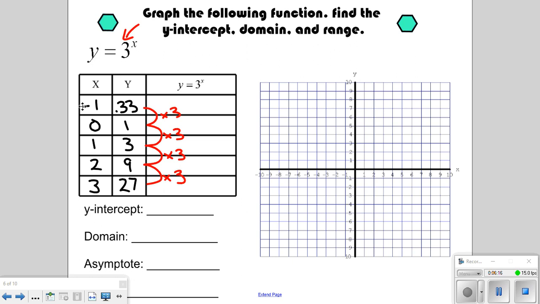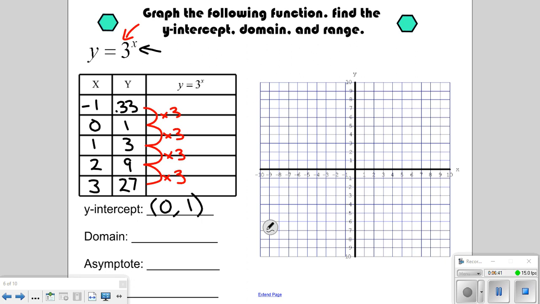The next thing I'm going to be doing is looking at the y-intercept. If you remember, that's always when your x value is 0. There are two ways to do that. If you have a graphing calculator, you can look on the table when your x value is 0. If you do not, you can plug in 0 for the x value and see what you get for the y value. In this case, your y-intercept is going to be (0, 1).